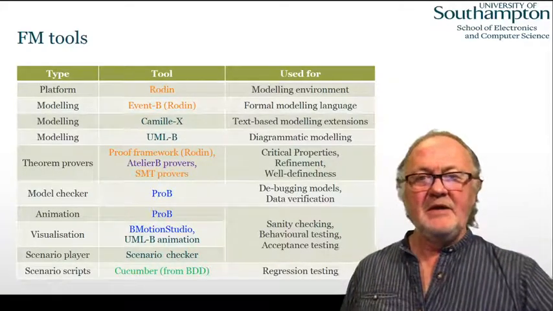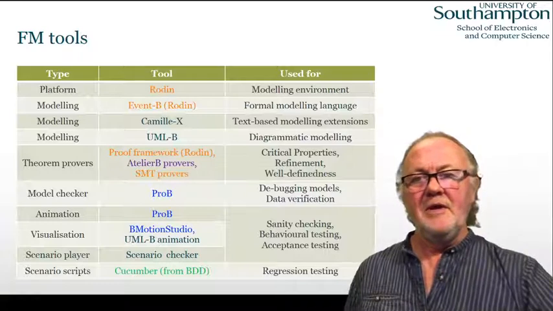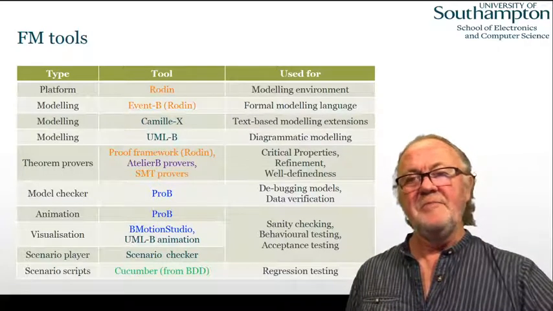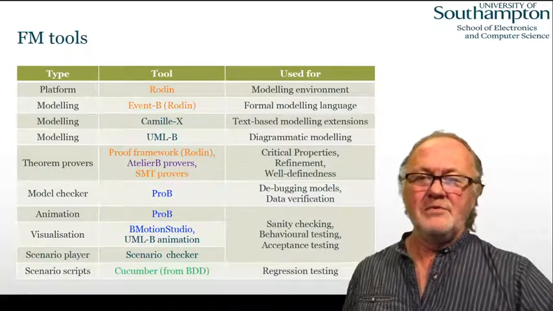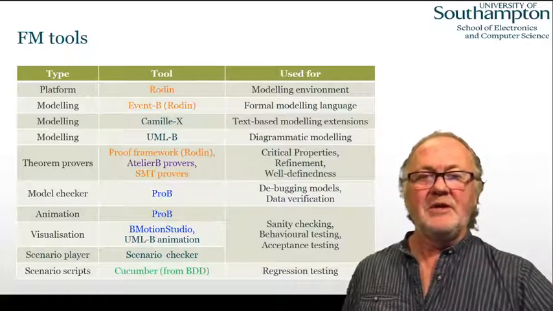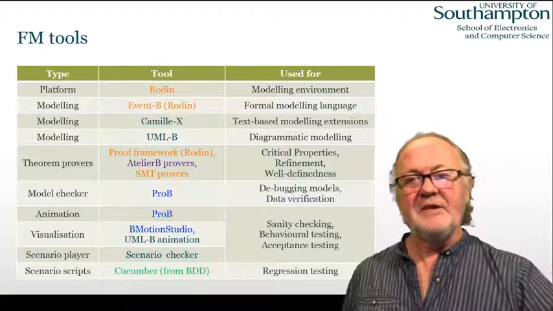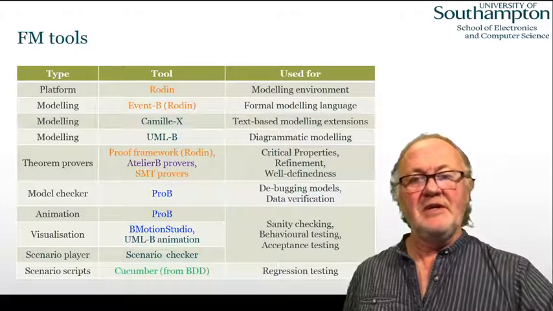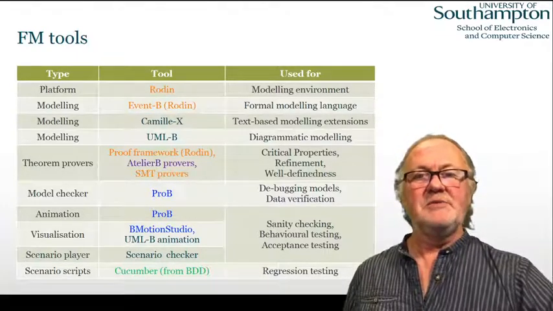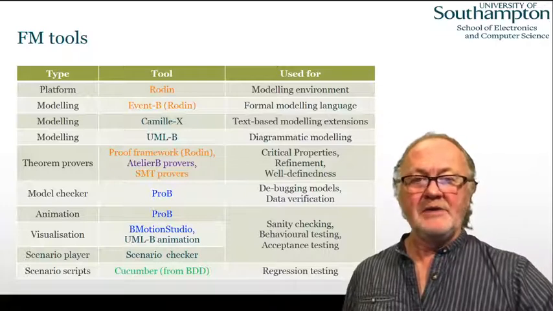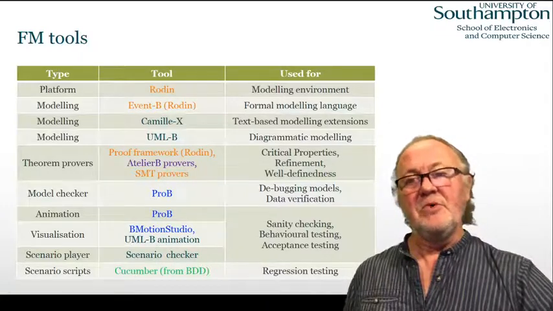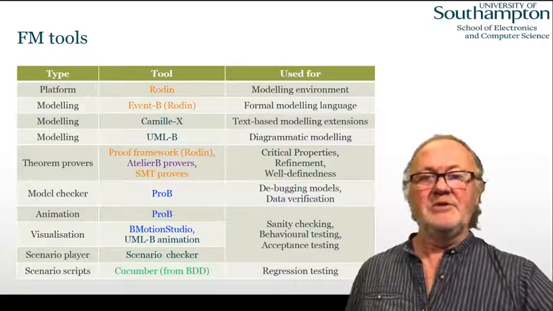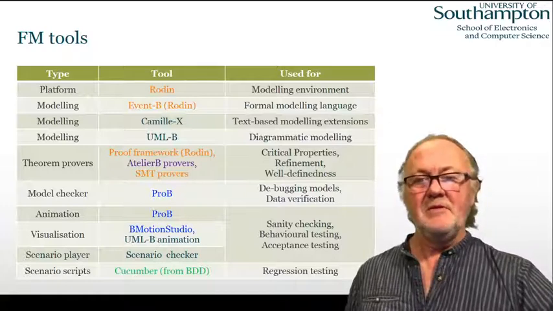This table lists the main tools we use for our formal modelling. At the top we have the Rodin modelling platform, which is an Eclipse-based modelling environment. And Rodin also contains support for the Event-B formal modelling language, including editors and static checking. And then we've developed CamilleX, which is a text-based framework for Event-B that provides a human-usable text persistence, and it also adds certain extensions to support better model structuring. And then UML-B provides a diagrammatic modelling language, which is based on Event-B. So that's all the modelling tools.